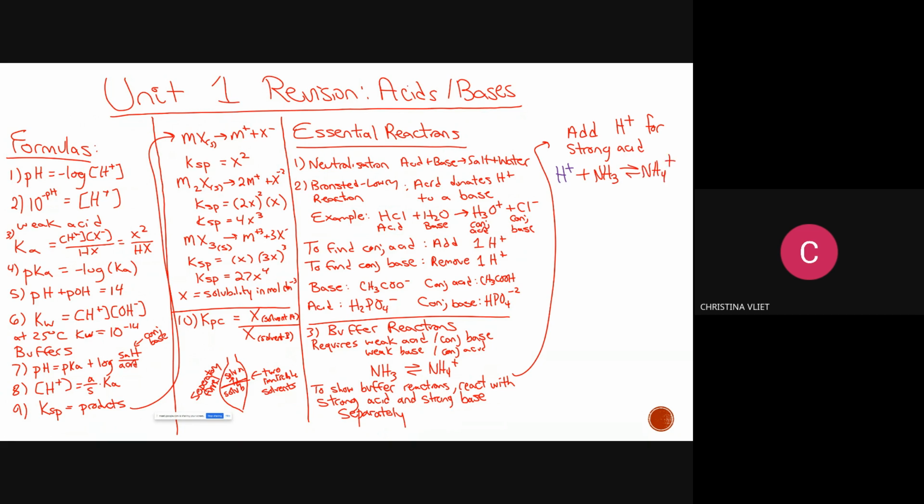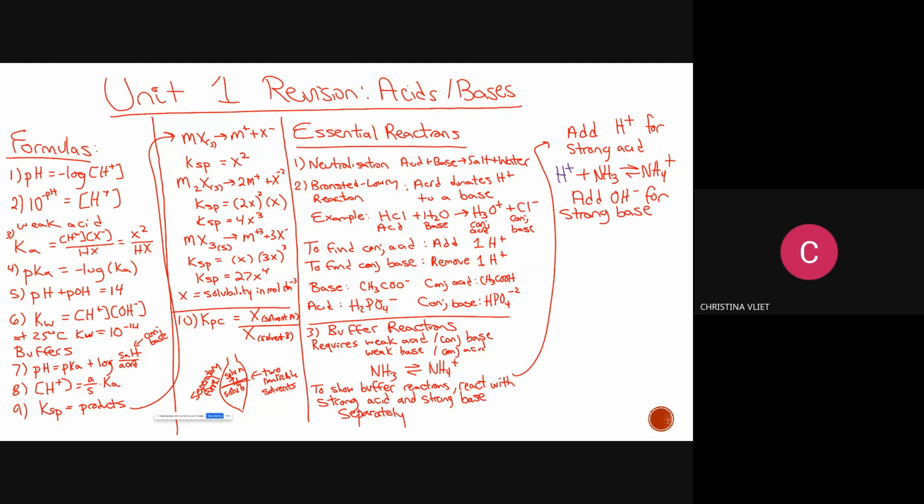You do not have to include spectators. You can if you want, but a lot of people get messed up with including spectators. They'll write these compounds wrong. And what would we write for strong base? We add H plus for strong acid, and add OH minus for strong base, if you don't want to include the spectators.